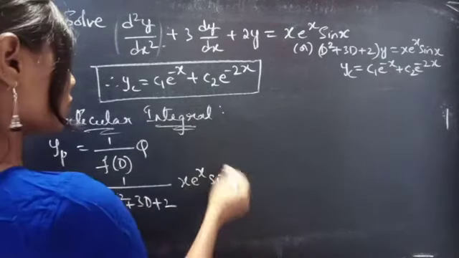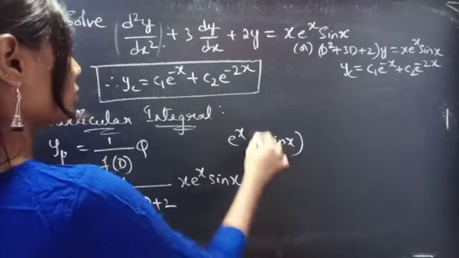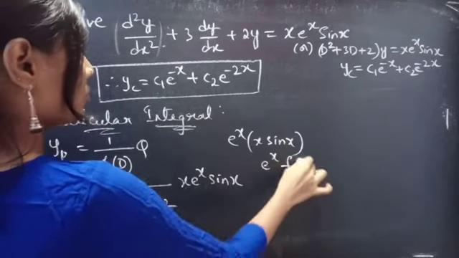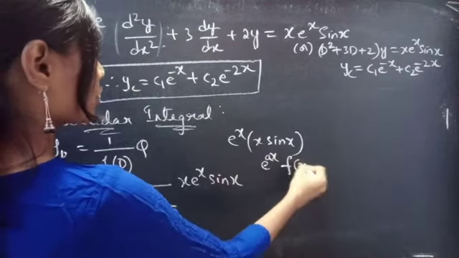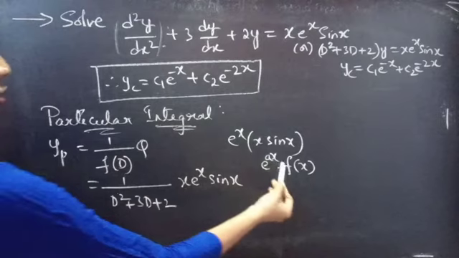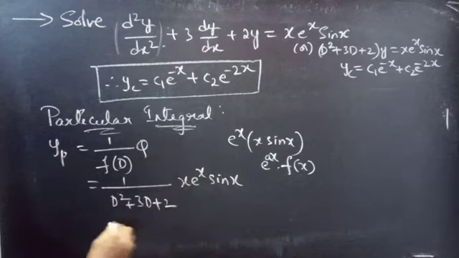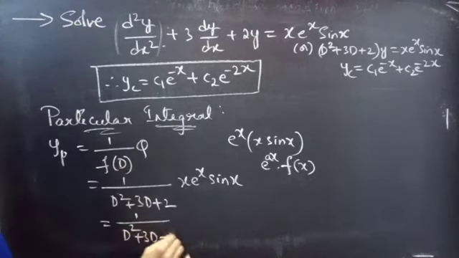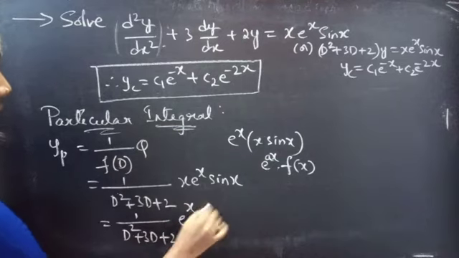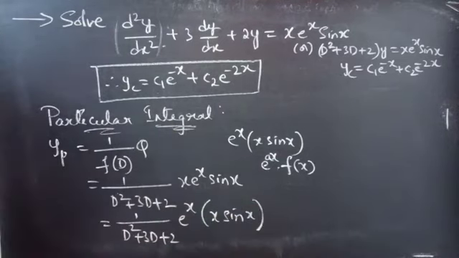That means we can just write it as e^x into x sin x, which is of the form e^(ax) into some function of x. So we have yp = 1/f(D) into Q, which is 1/f(D) into e^(ax) into some function of x.